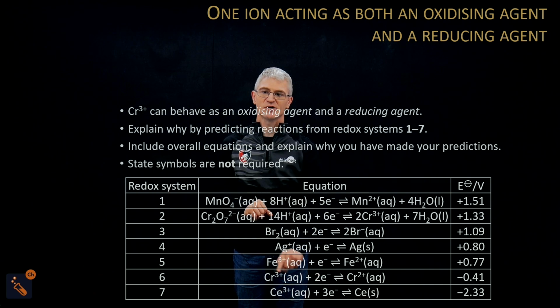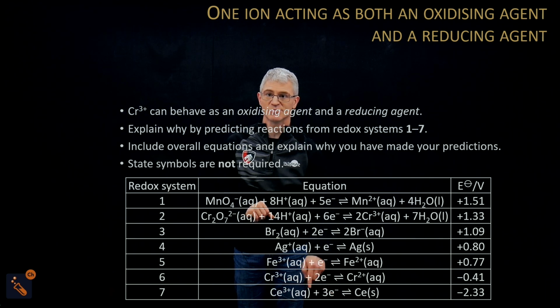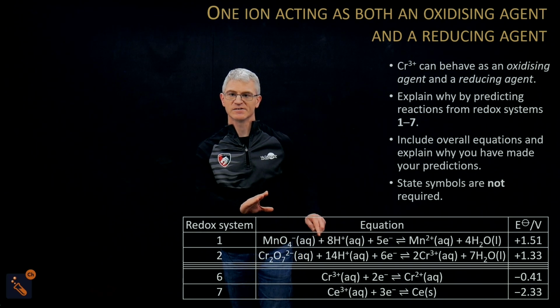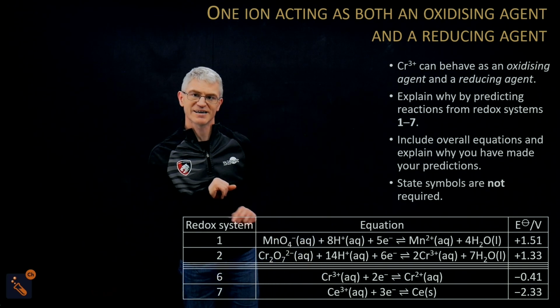For this one I need chromium-3 to gain. So I need something else to lose. So I need something that's a lower electrode potential, which is this one at the bottom. So looking at all of that, I can take out all the stuff I don't need, and I've got the stuff I need here. So let's go through the bottom one first, 6 and 7.